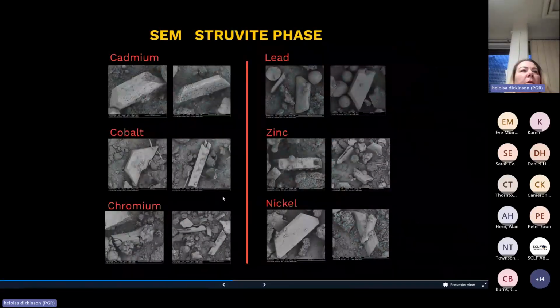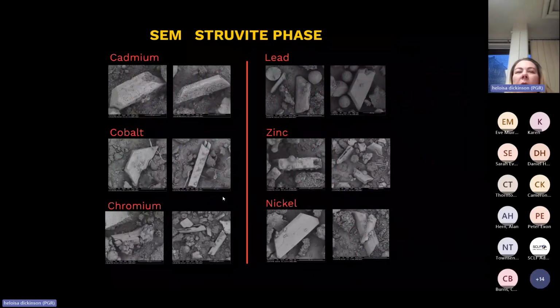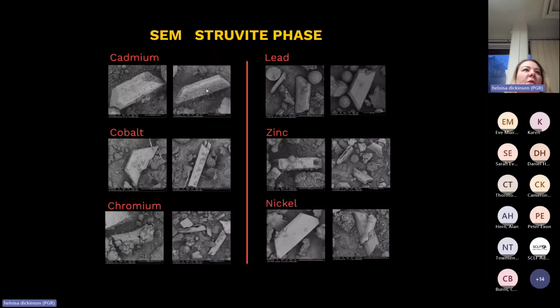These are images for the struvite phase. Most of the time, we will find the struvite with the characteristic habit, which is the coffin-like shape that we see here. Sometimes we can get some butterfly crystals or more elongated prisms as well.